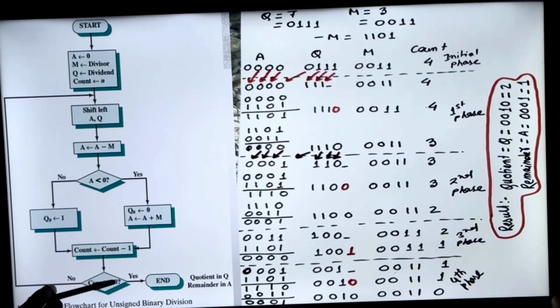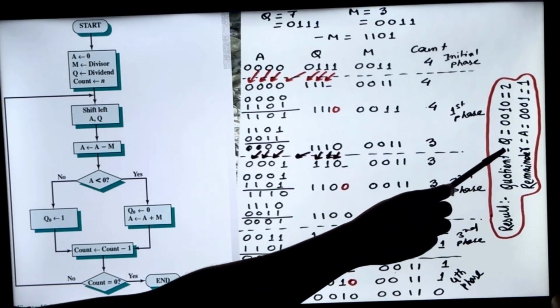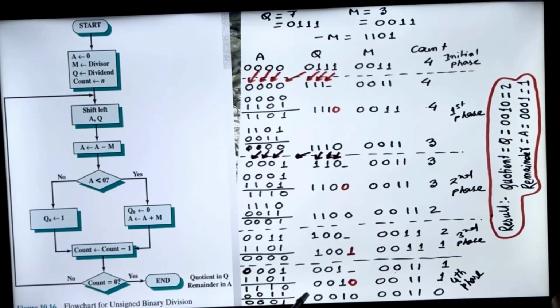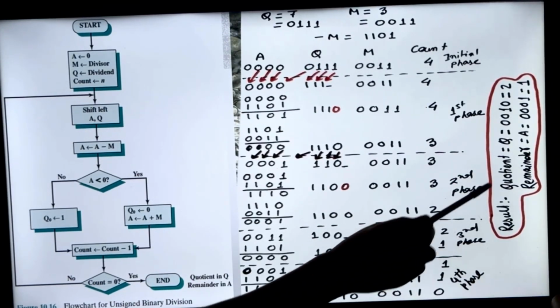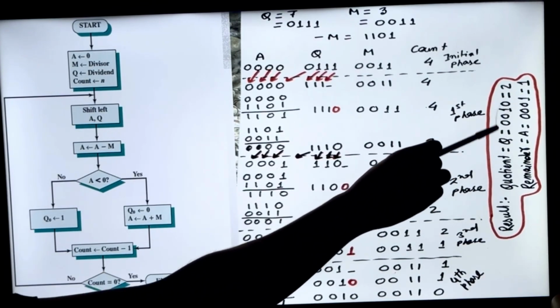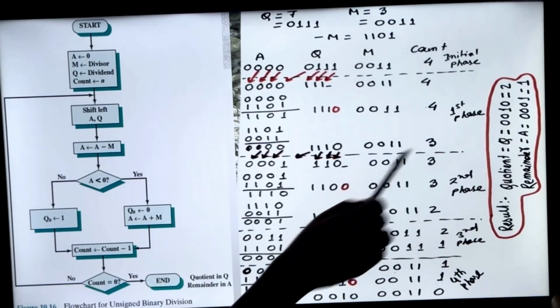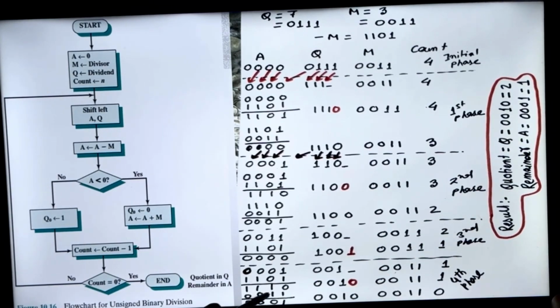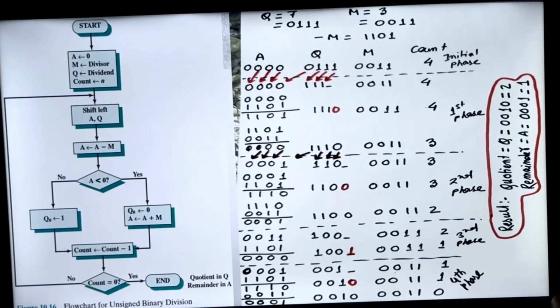So once we are at the end of the algorithm, the final result is like this. The quotient is in Q, which is, where is Q? Here, 0, 0, 1, 0, which is 2, right? If you convert back to decimal, you will get 2. Then what is the remainder? Remainder is stored in A. Whatever A you are getting is nothing but the remainder, 0, 0, 0, 1, which is 1 in decimal.